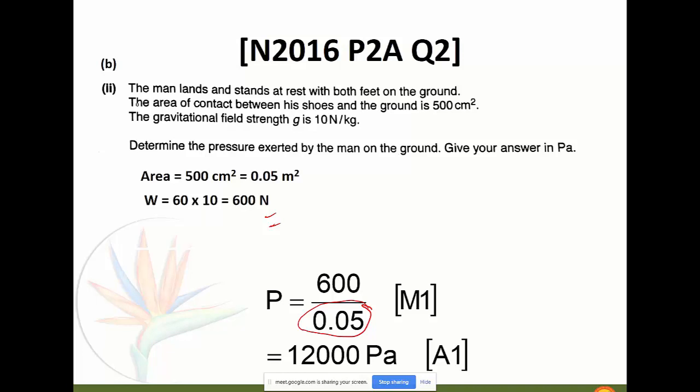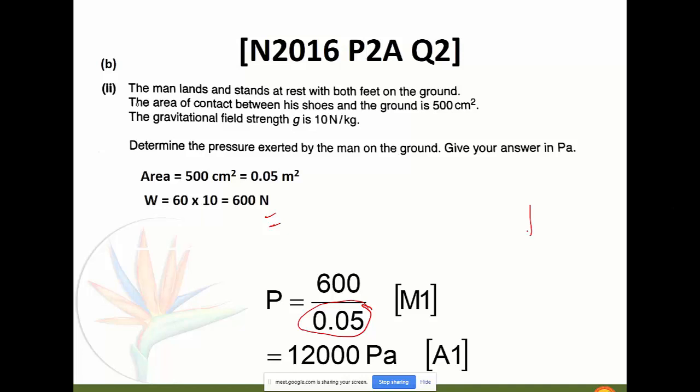Because you use the weight, right? When you are in Sec 1, you learn that actually the normal reaction force is equal to the weight. That's it, when you're standing still. Okay, I think she's frowning. You get it or not? Do you get it?